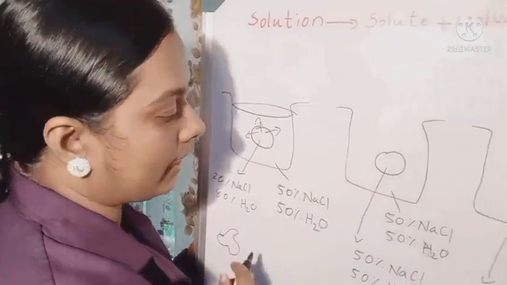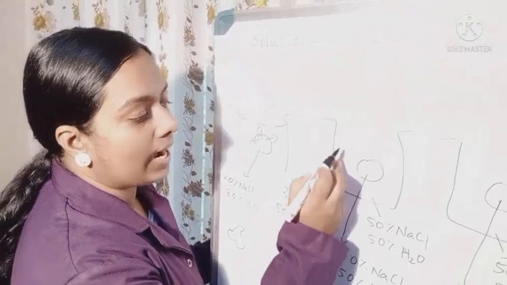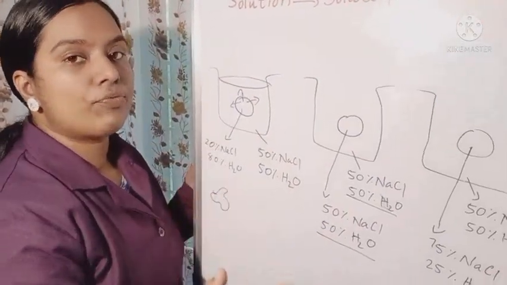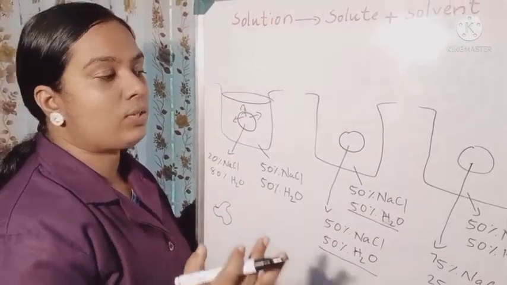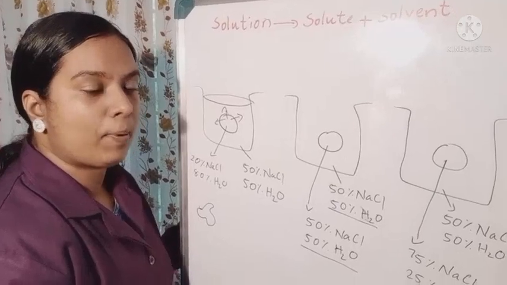So here let us see. Here inside the cell, 50% water and outside the cell also 50% water. So the movement of water will be equal to outside and to inside. It will be equal. So there is no change for the shape of the cell.